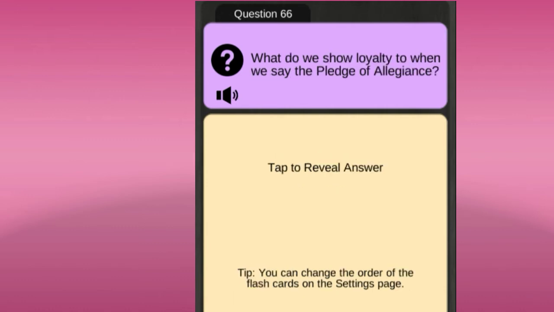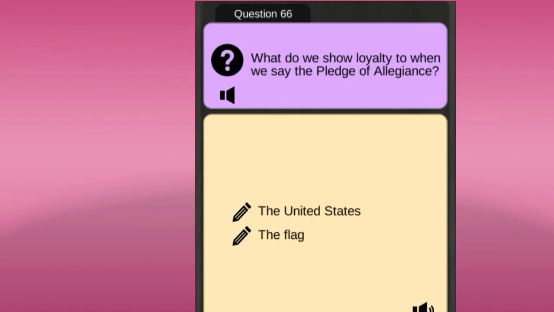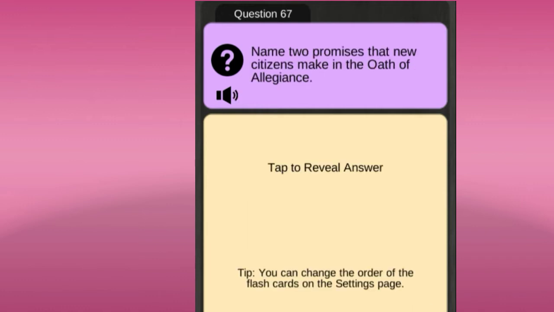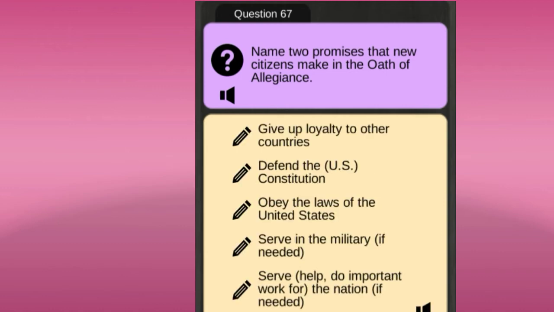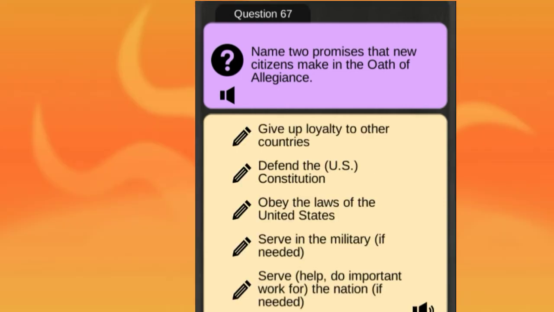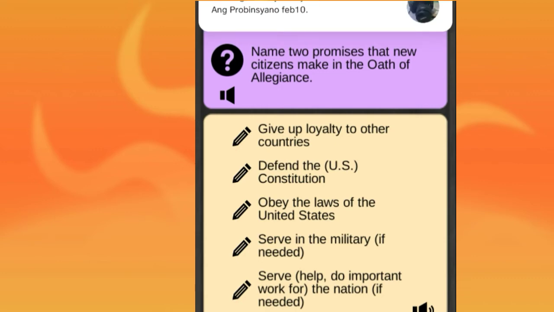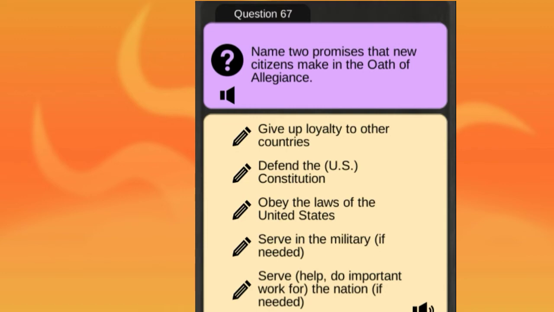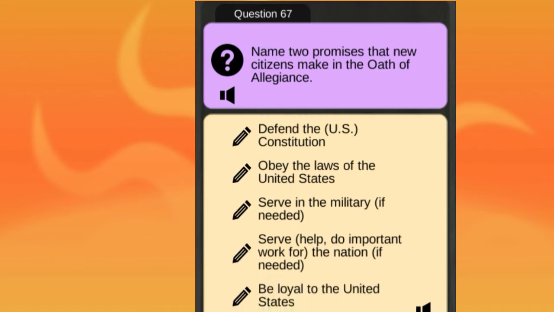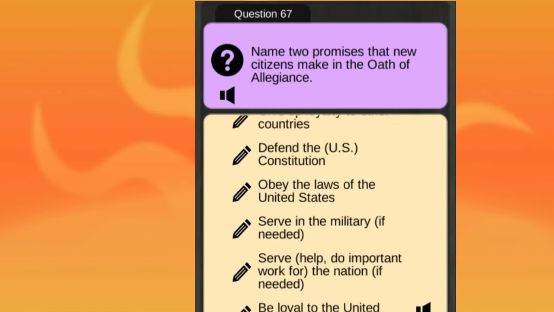What do we show loyalty to when we say the Pledge of Allegiance? The United States. The flag. Name 2 promises that new citizens make in the Oath of Allegiance. Give up loyalty to other countries. Defend the U.S. Constitution. Obey the laws of the United States. Serve in the military if needed. Serve, help, do important work for the nation if needed. Be loyal to the United States.